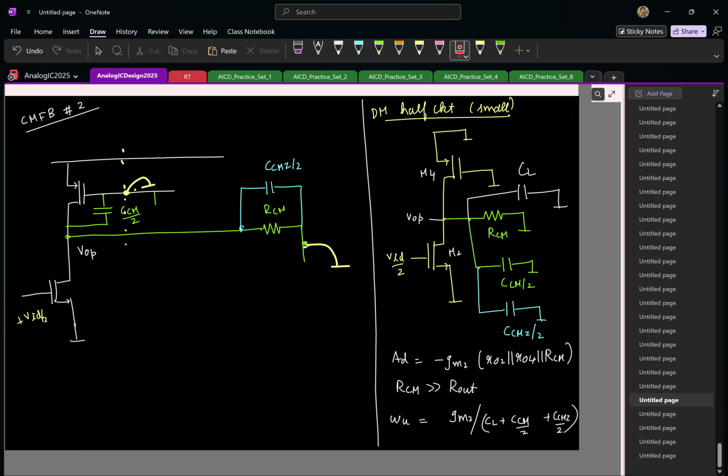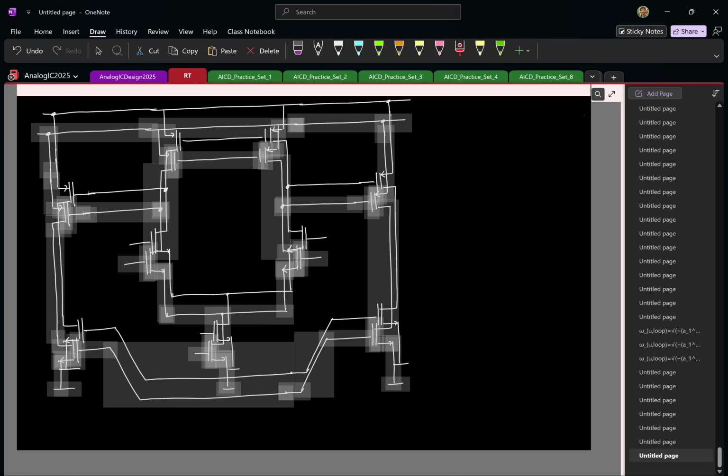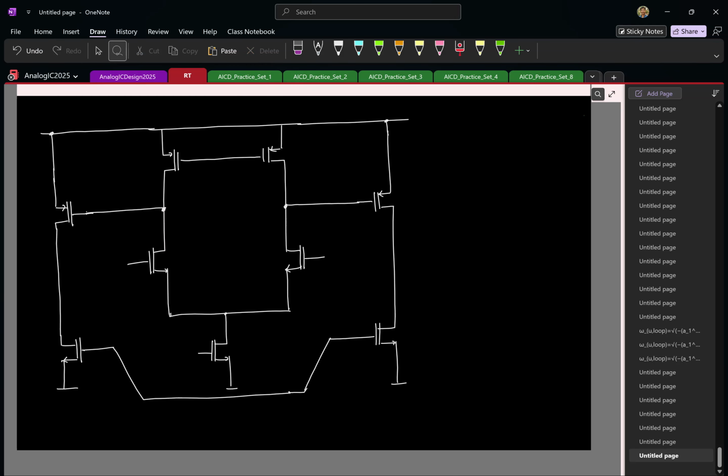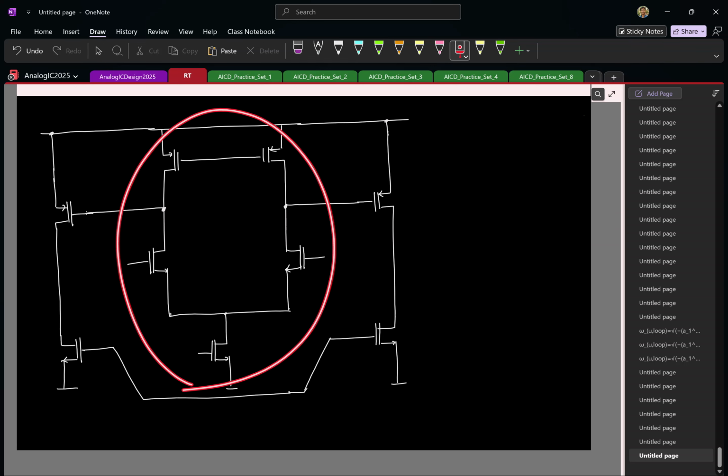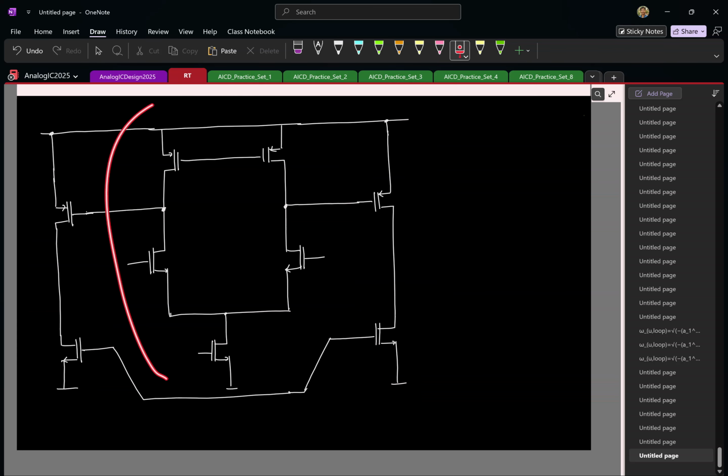So I already have the two-stage OTA drawn here for simplicity. I'll just quickly show, there's nothing majorly different. I have one single stage followed by a common source on both the outputs. This is the single-stage fully differential OTA we have seen. The second stage is added on both sides. Now remember that.